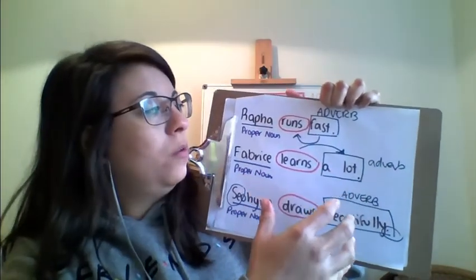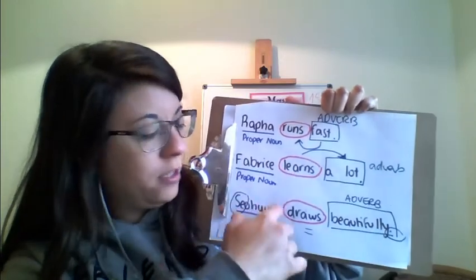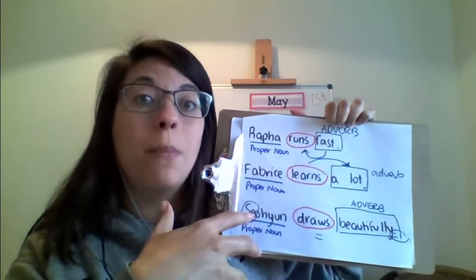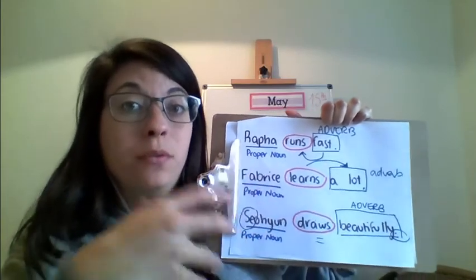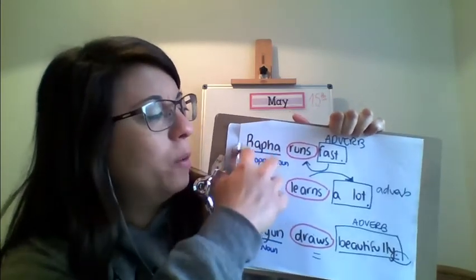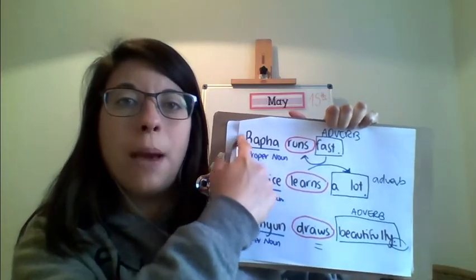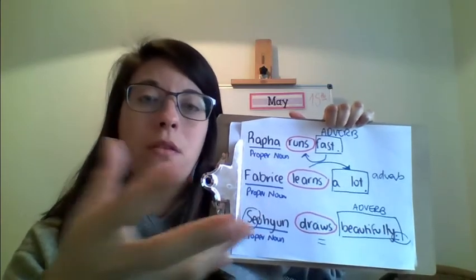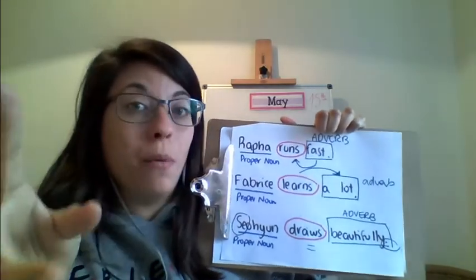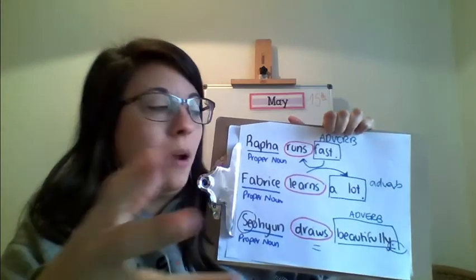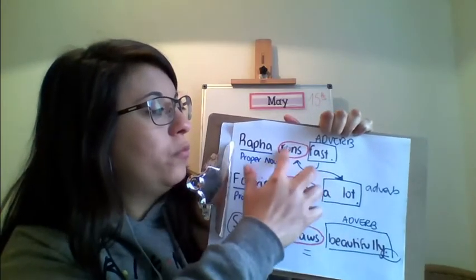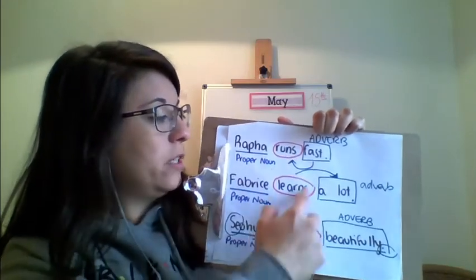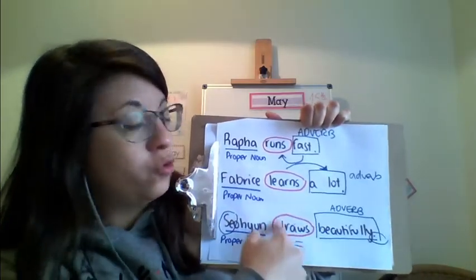Now, I was telling you that Rafa, Fabrice, and Sahyan are a special kind of noun called proper nouns because they are names of people. So they're very specific, and they always have to be in capital letter. I always capitalize my name and my last name. I also capitalize the days of the week, the months of the year, because there are specific names for every month and specific names for every day. Okay? And we circled in red the action, in this case runs. Rafa runs, and Fabrice learns, and Sahyan draws.